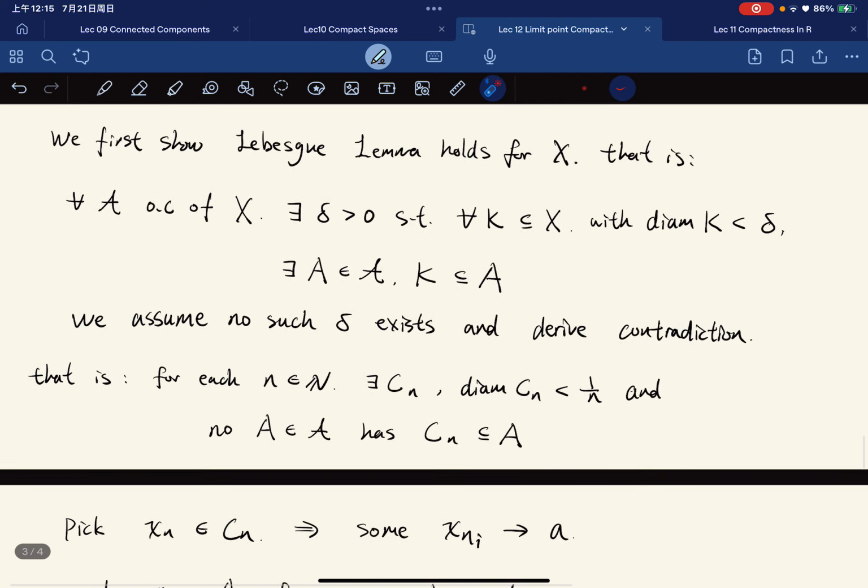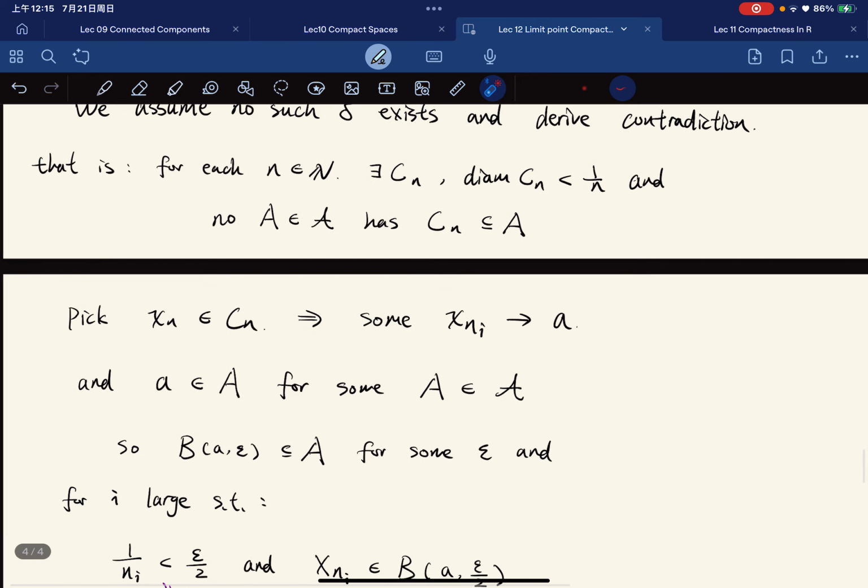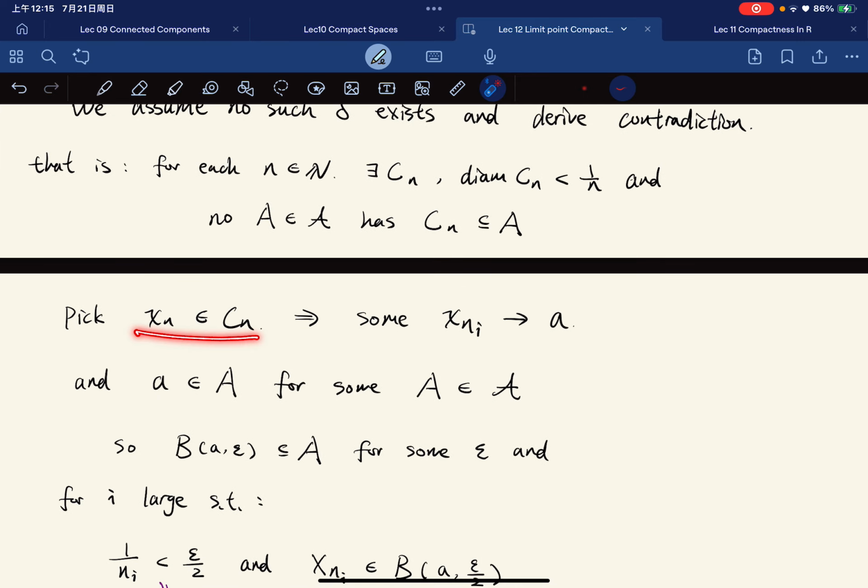First, we assume that no such delta exists and derive a contradiction. That is, we assume that for each n, there exists a Cn with diameter less than 1 over n that is not contained in any element of the cover. We are just taking the negation of the above statement. So now we pick xn in Cn for each n, so we have a sequence.